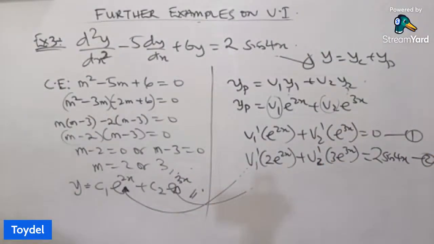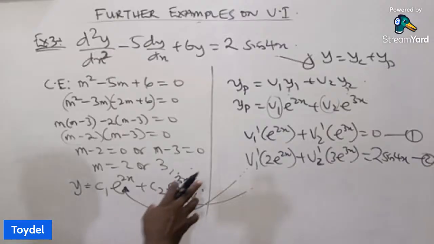So once we have the two equations, we are going to solve them simultaneously in order to find the values of v1 prime and v2 prime. If you find v1 prime and v2 prime, just go ahead and integrate v1 prime in order to get v1. Then you integrate v2 prime in order to get v2. At the end of the day, we must get the same value. And of course, from what we have here, I'm going to solve this.